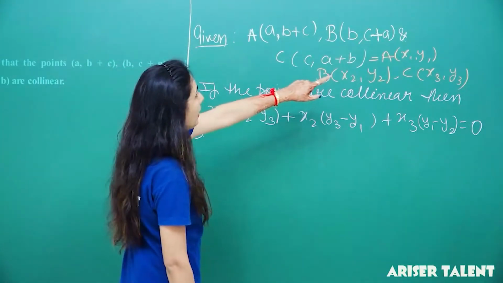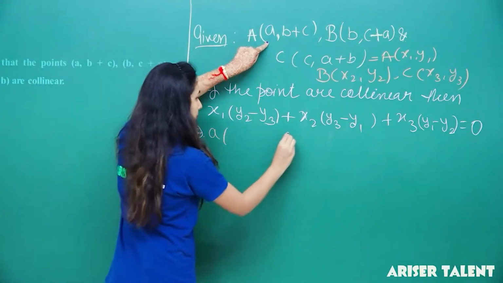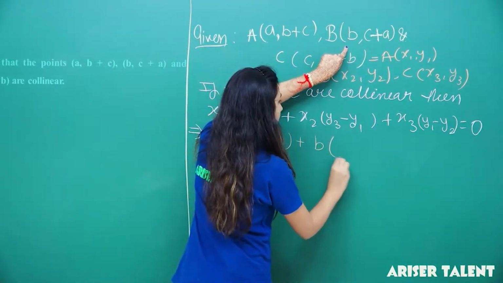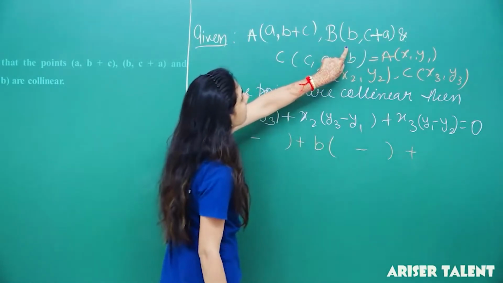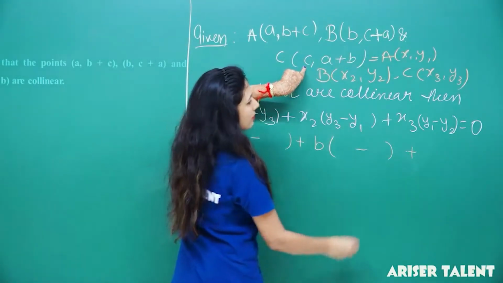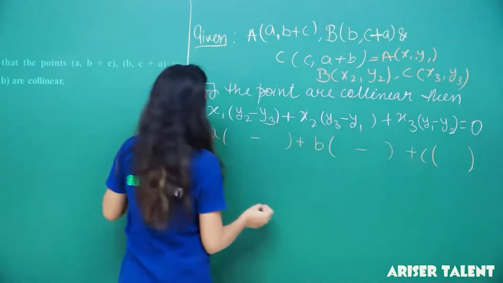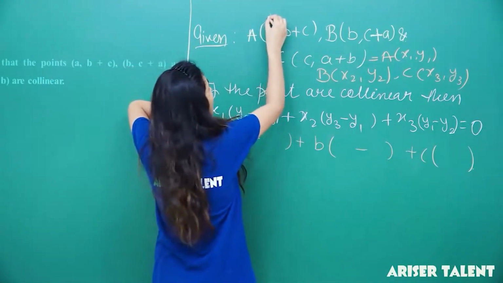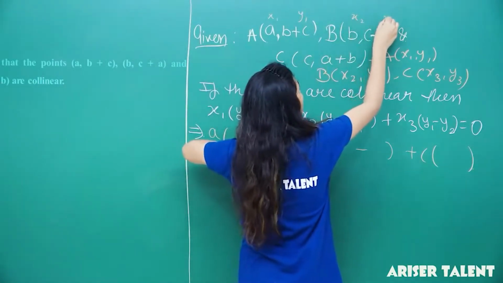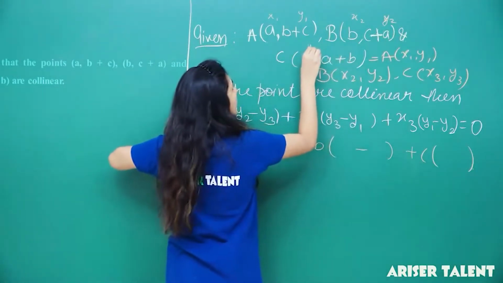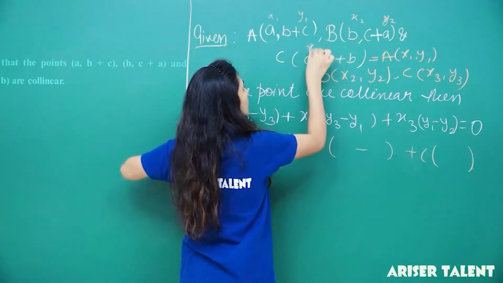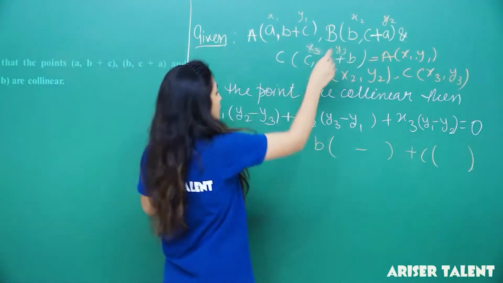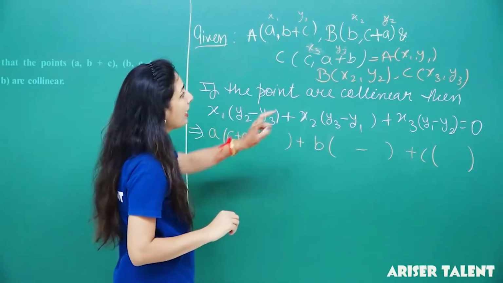So, I will be just putting the values here. X1 is what? This A, plus X2, which is B, plus X3, this is C. Okay. Sorry. So, that will be Y2. Now, this is X1, Y1, X2, Y2 and X3. You don't have to write it in examination, but it's for our convenience. So, Y2 minus Y3. So, Y2 is here, C minus A, C plus A and Y3, A minus B.